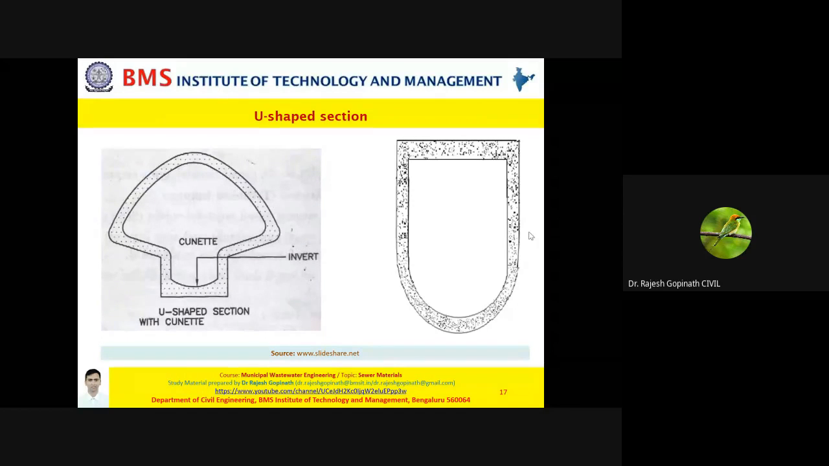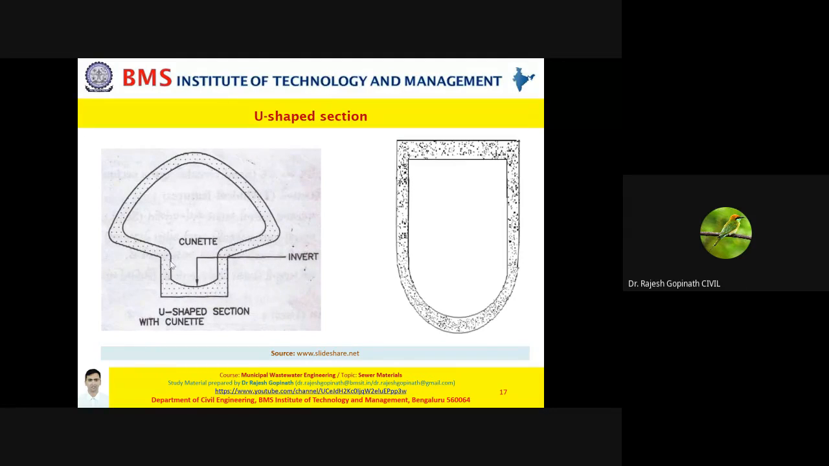Now when it comes to a modification, as you can see on the right hand side, you have the U-shaped section, but here there's a small modification. You have a U-shaped section with a cunette. This is basically, my dear friends, a simple trench. It's just a trench. When you provide a trench at the bottom of the U-shaped section, then it is called a cunette. These are very easy to construct.